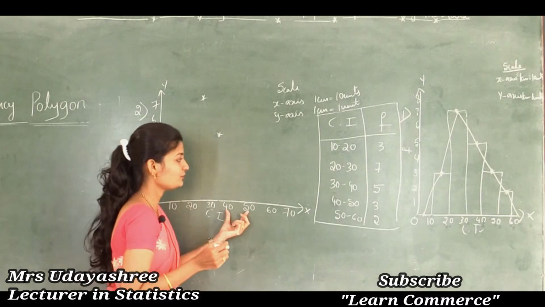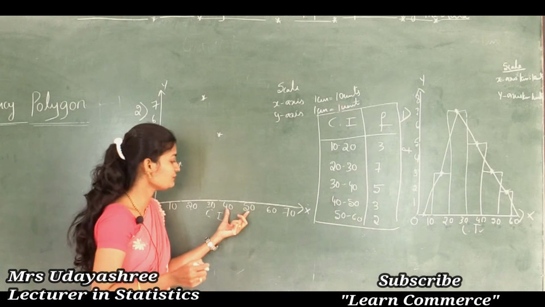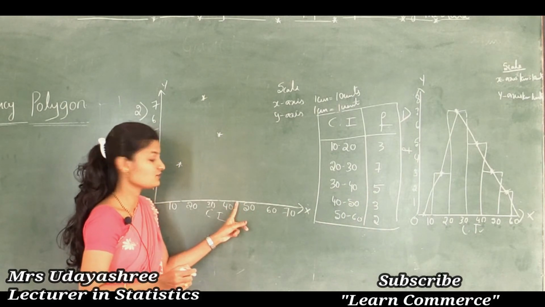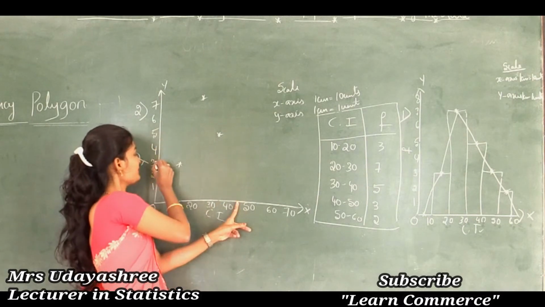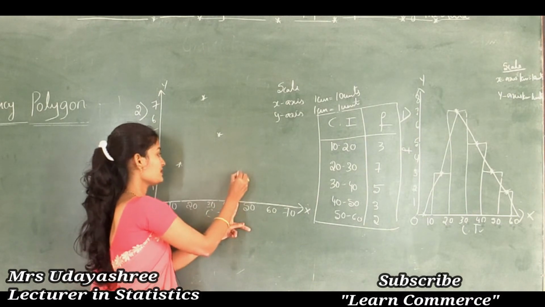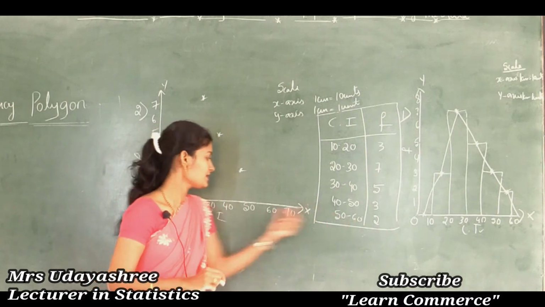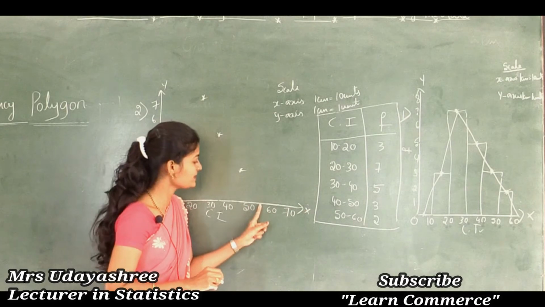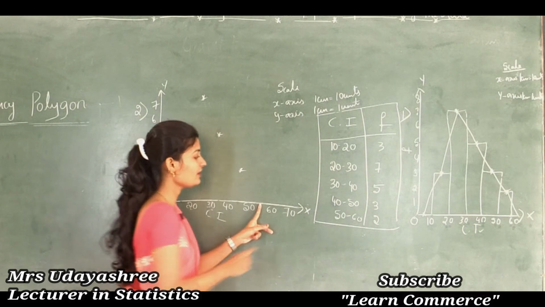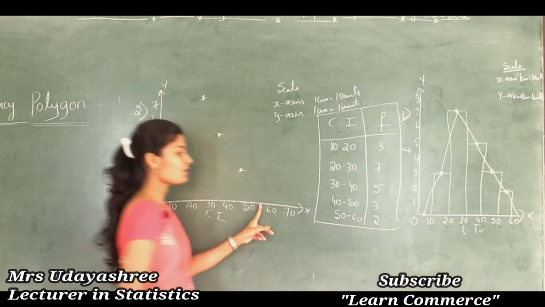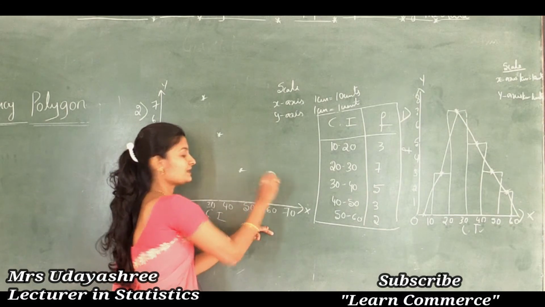Next, 40 to 50. For 40 to 50 the corresponding frequency is 3. The midpoint is this one, so here the midpoint is 45. For 45 the corresponding frequency is 3. So 3 comes here. Next class is 50 to 60. For 50 to 60 the midpoint is 55, that comes here, and the corresponding frequency is 2. So 2 comes here. So here we need to mark like this.